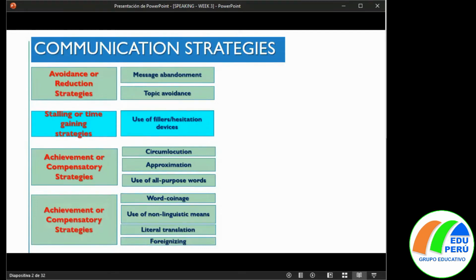Notice here these strategies, achievement or compensatory strategies. Word coinage is similar words that we use in two languages. Non-linguistic means are your gestures, your movements. And literal translation, you use just a translation.